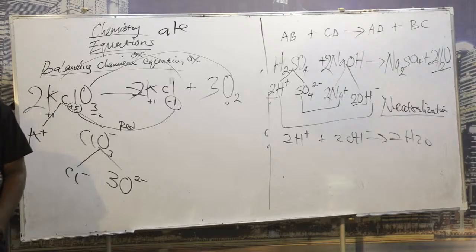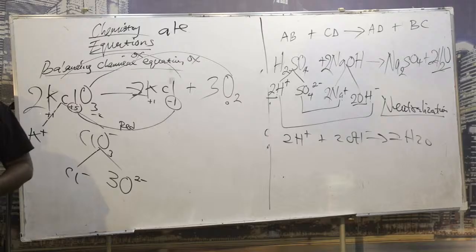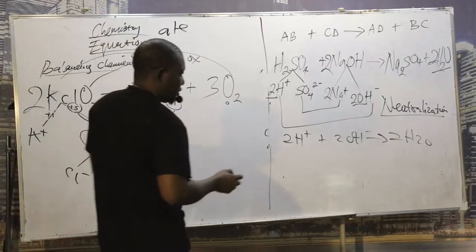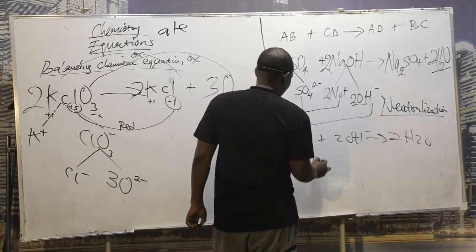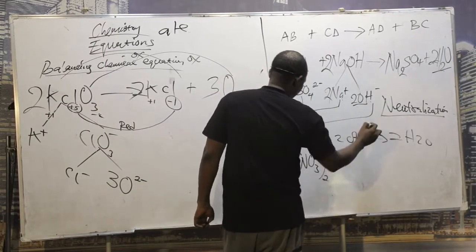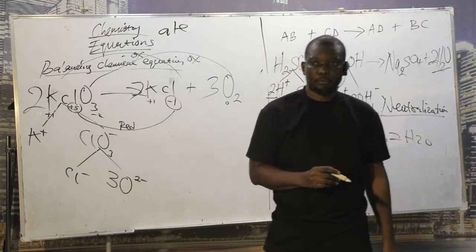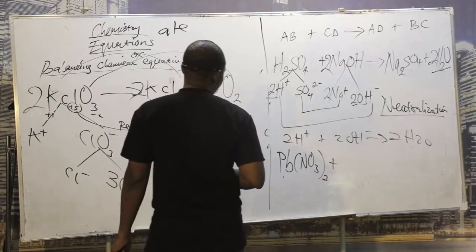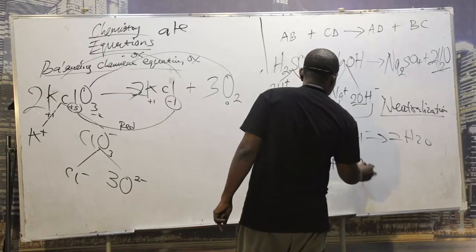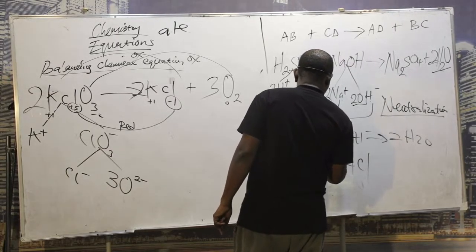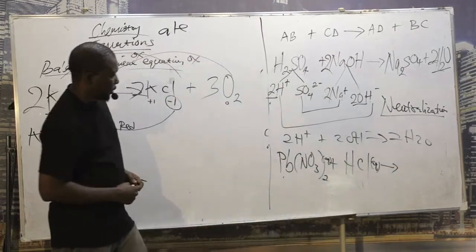Let me try you with this one. Balance Pb(NO3)2 plus HCl. Here the reaction must occur in an aqueous solution. I'm going to balance this one.